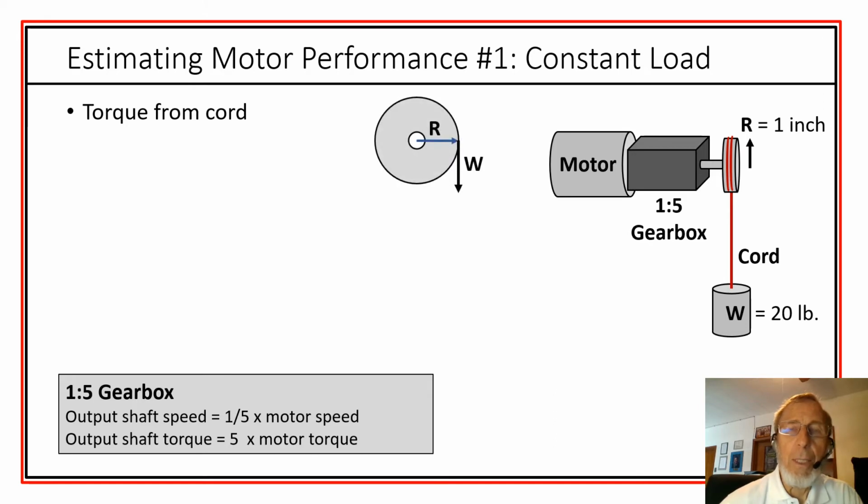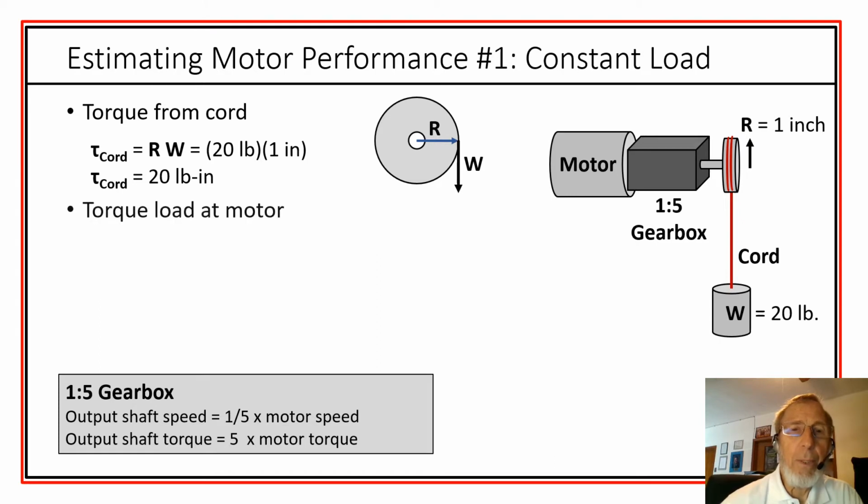The torque, as you recall, is a product of R, in this case the lever arm, and the weight being applied. So the torque applied by the cord is R times W, 20 pounds times 1 inch, or 20 pound-inches. Because we have this gearbox, in this case a 1 to 5 gearbox, where the output shaft speed is 1/5 the motor speed, the output shaft torque is 5 times the motor torque.